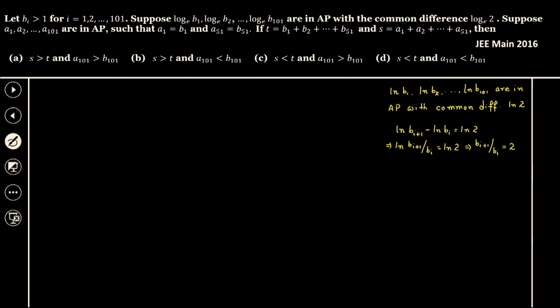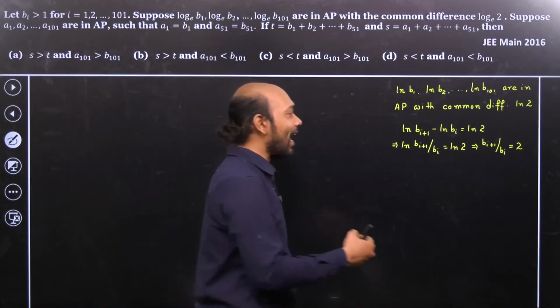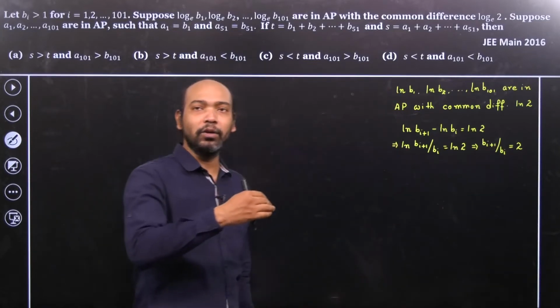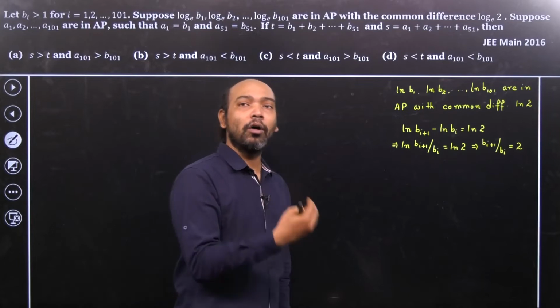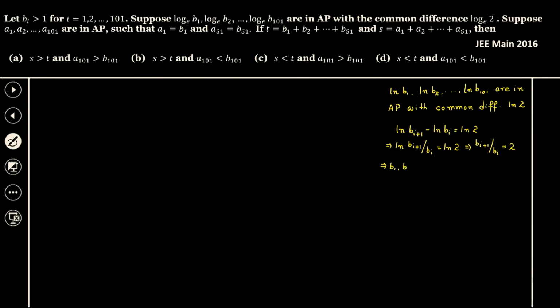So what does it imply? It implies that the consecutive terms of that series B1, B2, B3, except the log, are in a GP series because the ratios are equal, right? So it's a GP series with common ratio 2. So B1, B2, and so on, going up to B101, are in GP with common ratio 2. So that's the first basic information.